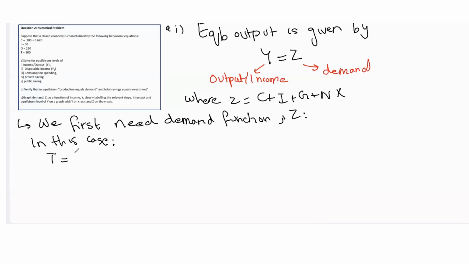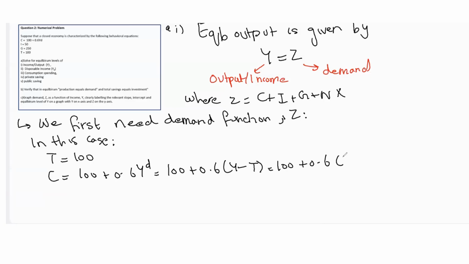T is given to us as 100, so we have lump sum taxes. Then C becomes 100 plus 0.6 YD. YD is disposable income, which is income minus taxes. This becomes 100 plus 0.6 (Y minus T). Now I know T is 100, so I can plug that in: 100 plus 0.6 (Y minus 100). If we open this up, it simplifies to 40 plus 0.6Y. So we have simplified our consumption function.